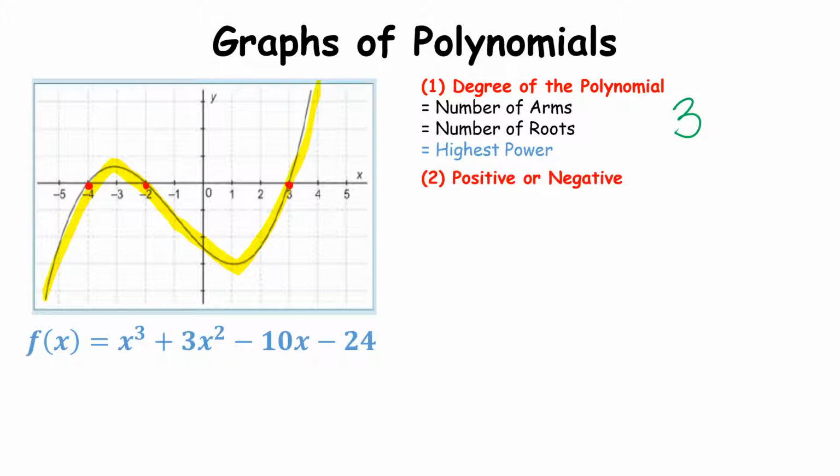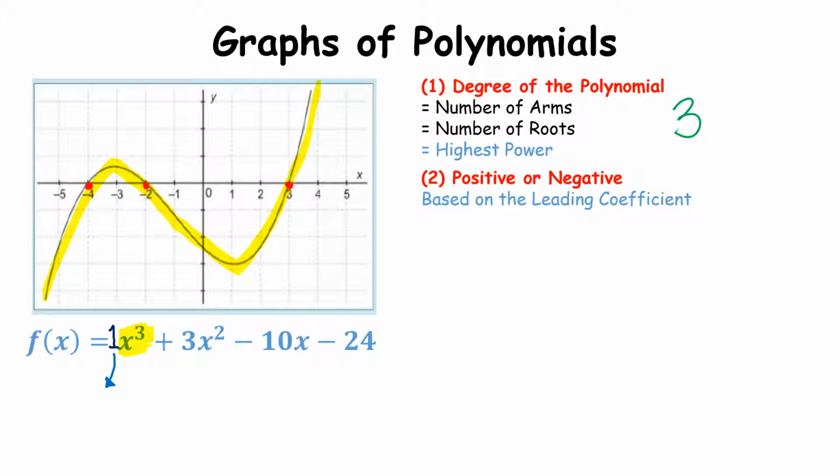The second thing we're going to look at is, is this positive or negative? So there are 2 ways to do this. First way, based on the leading coefficient. So the leading coefficient is the number in front of the term with the highest power. One way I like to think of it is who has all the power? So who has the biggest power? And here the biggest power is this guy here. And the leading coefficient in this case, there's nothing there, so we know that should be a 1.